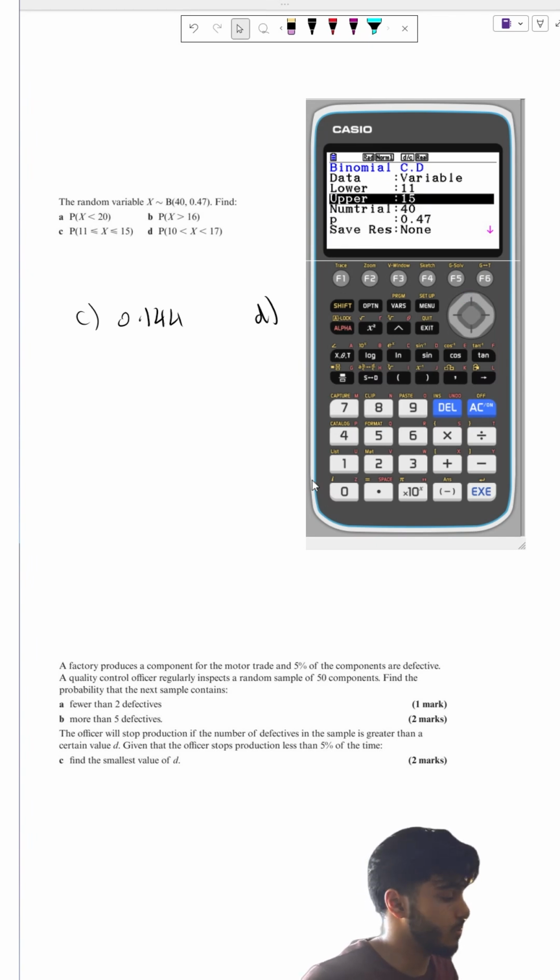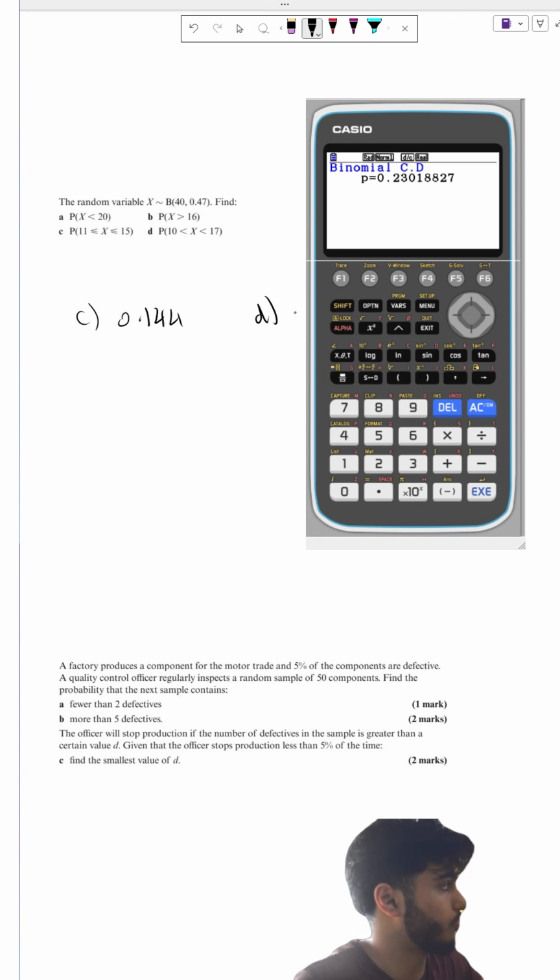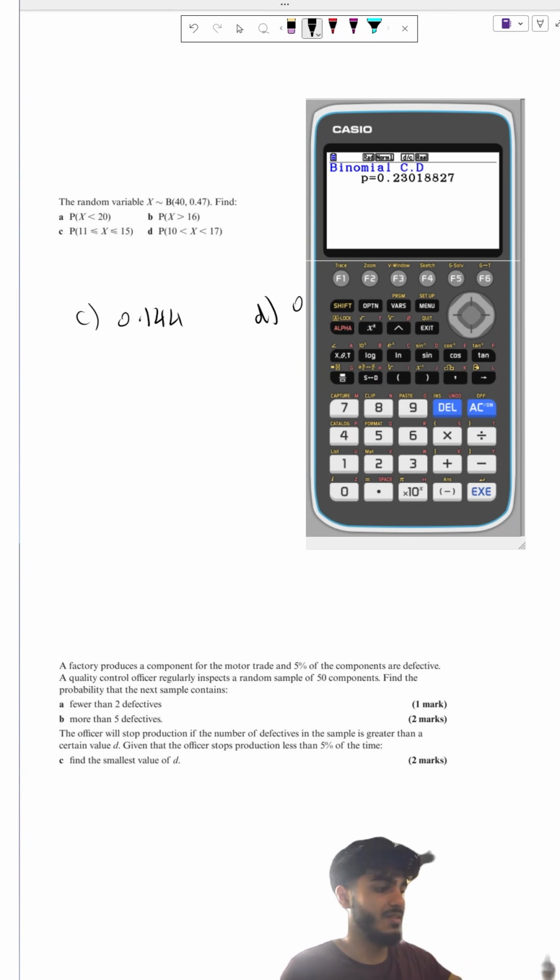Other one as well, 11 and 16, 0.230. Easy peasy. I know, right? A levels are done for you. But this is for people going from year 12 into year 13. So you can go share it to them.